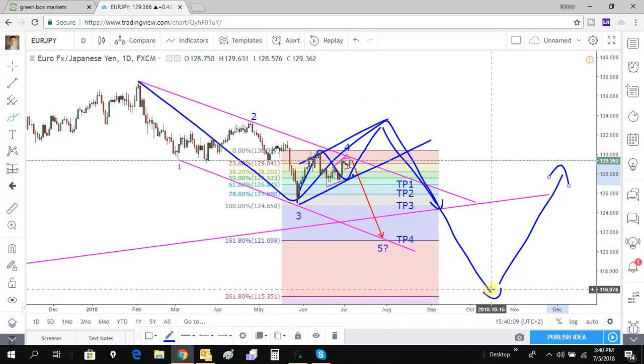We'll have to see how the formations play out in order to see exactly which direction it's going to go. Initial place we start is with these flag formations. I hope that helps you with the setup on Euro Yen.